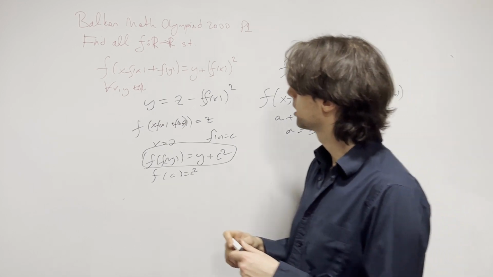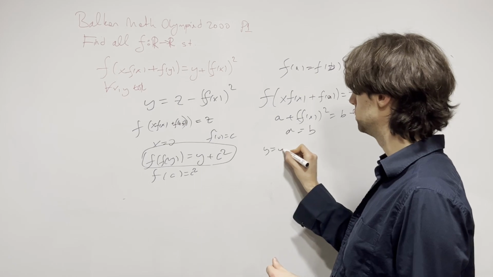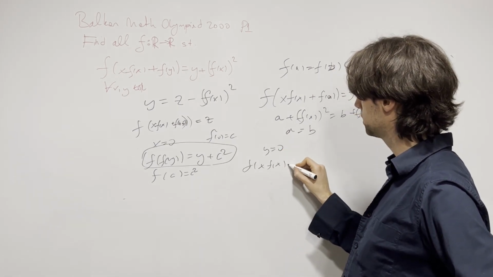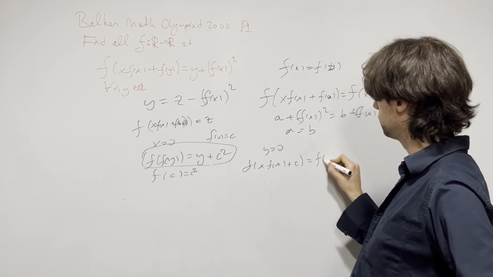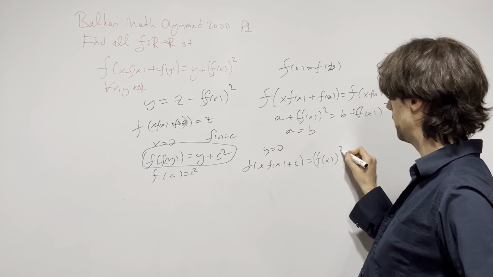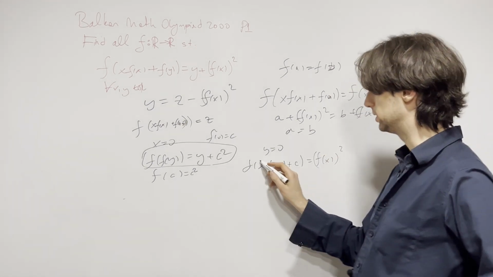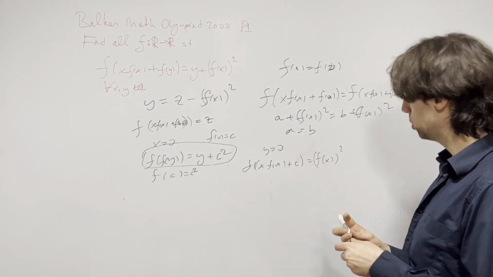That's cool. Now let me see what happens when I plug in y is equal to 0. If y is equal to 0, I'll get f of x times f of x plus c is going to be equal to f of x squared. Now I can't just cancel the f because, even though this is an injection, it's an f squared. Like these could be two totally different values.